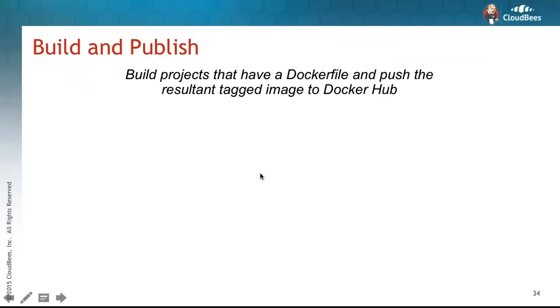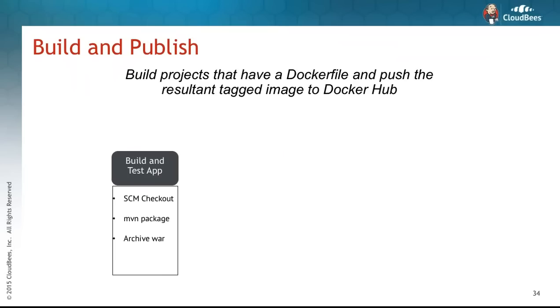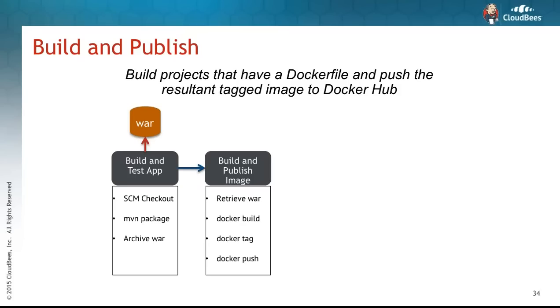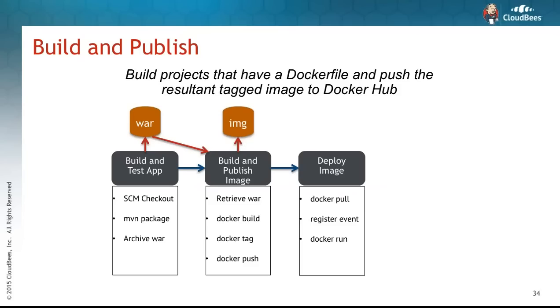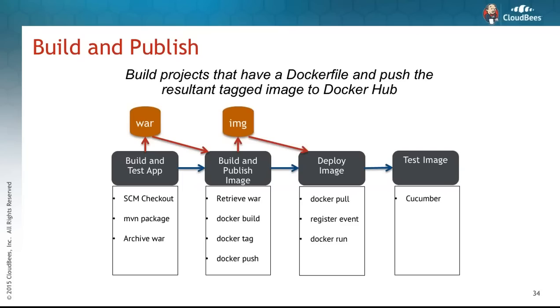Here is an example pipeline using build and publish. The graphic shows that with this pipeline, you first build and test your app. You do a source code management checkout. Let's say this is a Java application, so we'll do a Maven package and archive the war. Now we have our war out there. Now we're going to build and publish our Docker image. We'll retrieve the war, do a Docker build, and tag that Docker image so we have it for version control later on. Then we'll do a Docker push, so now we have that image saved. Next we're going to test that image. We'll deploy that image out, do a Docker pull, register that event, run the Docker image in a container, and then test that image. That's the pipeline we're going to use within the build and publish realm.